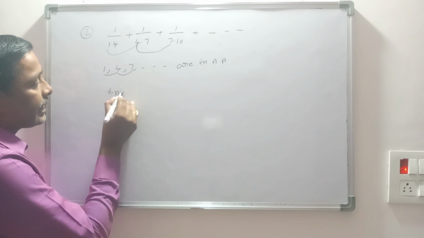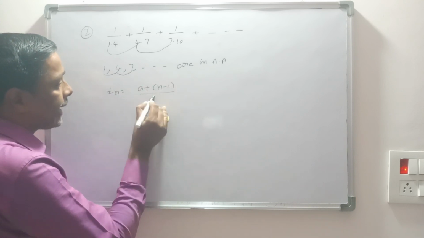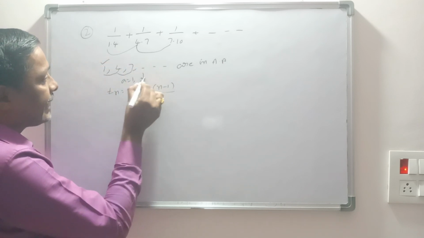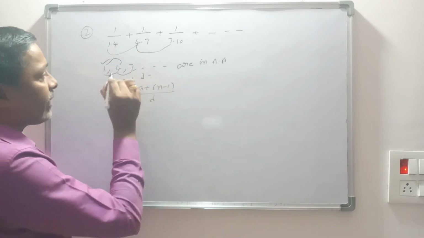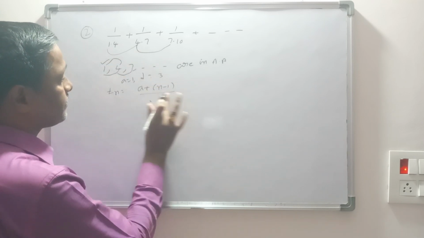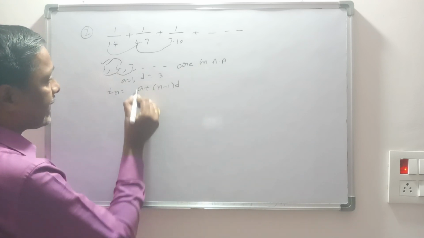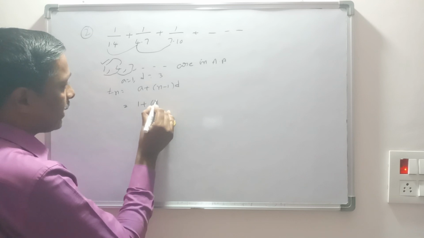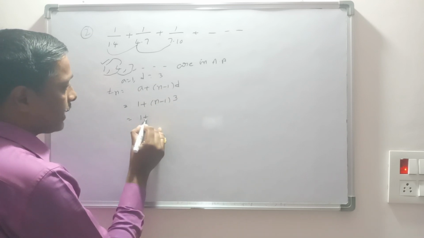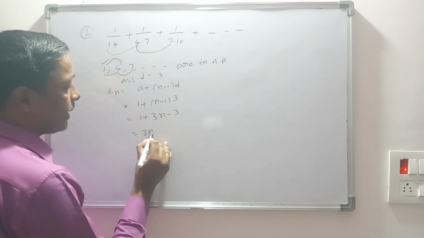The difference is equal, that is why it is in AP. Tn: what is the nth term formula? A plus (n minus 1) into D. What is A? First term. What is D? T2 minus T1, 4 minus 1, 3. So 1 plus (n minus 1) into 3, that is 1 plus 3n minus 3, which equals 3n minus 2. This is the first term.